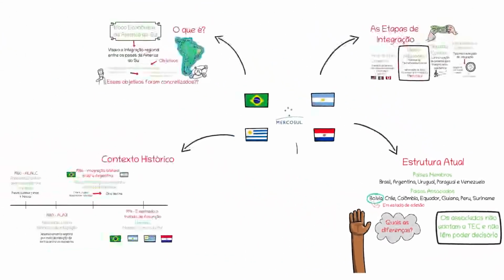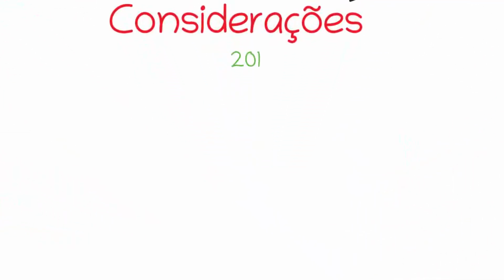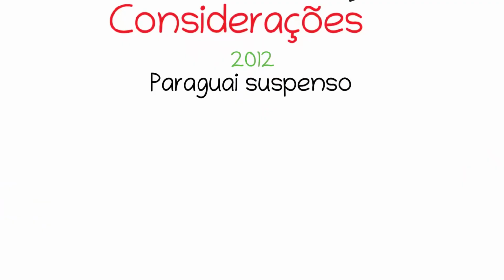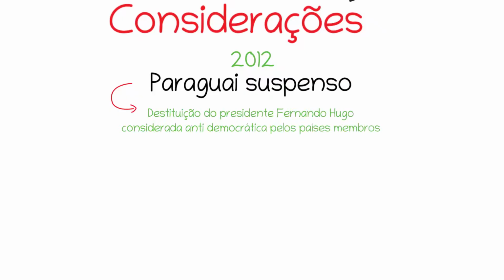And here, moving towards the end, I want to point out a few important things you need to know. In 2012, Paraguay was suspended. This was due to the removal of the country's president at the time, Fernando Lugo, which was understood by the bloc's countries as a violation of its democratic principle. That's why they imposed this punishment on Paraguay.